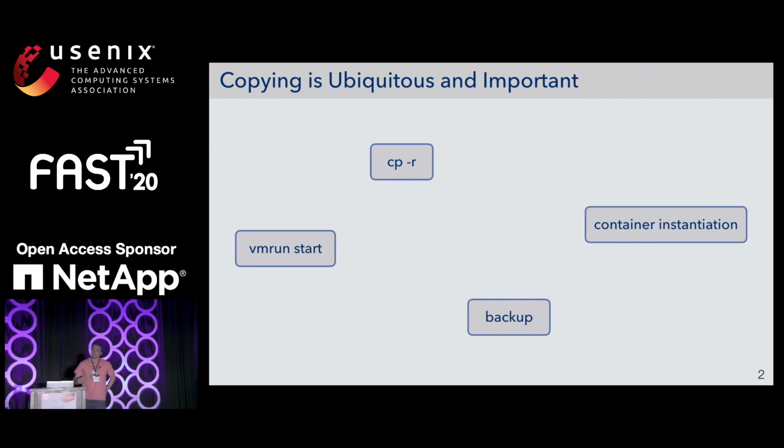And when you copy, this can be an explicit thing by calling a utility like CP or CP-R, but you also have file copies when you're making backups, or perhaps less obviously when you start a virtual machine from a template. And one particular workload that's interesting here is container instantiation, because in container instantiation you do a copy, and that copy can be a substantial performance bottleneck.